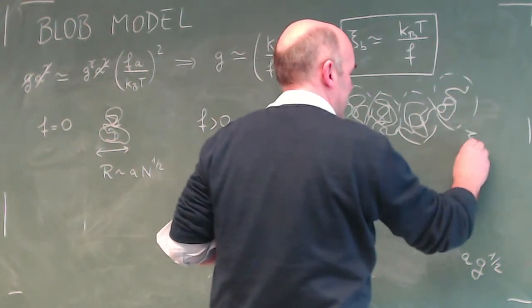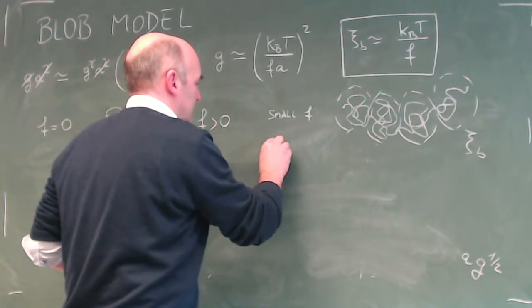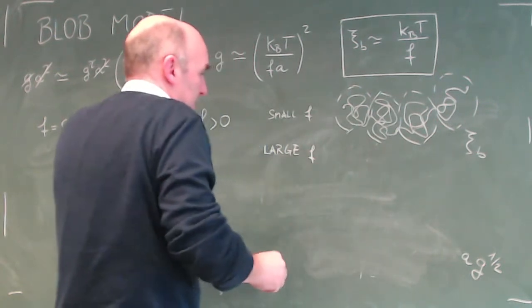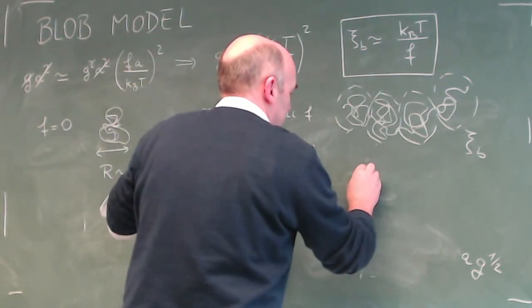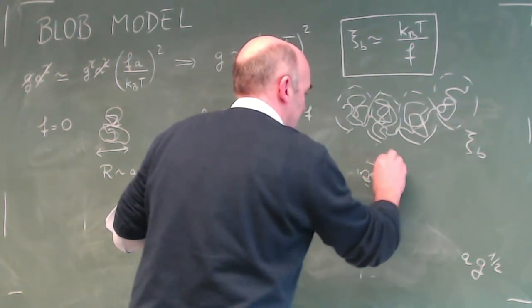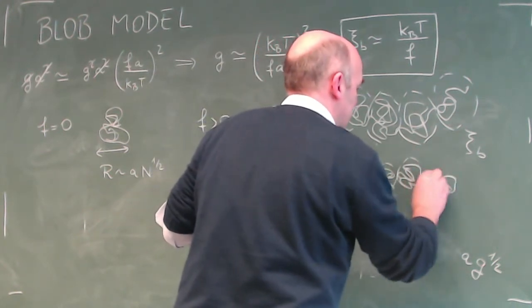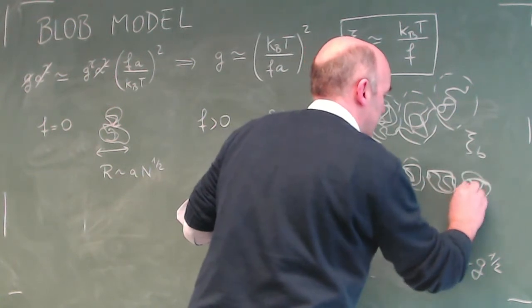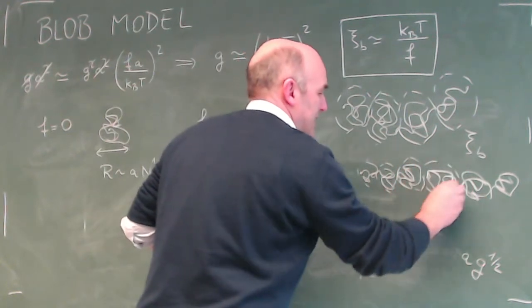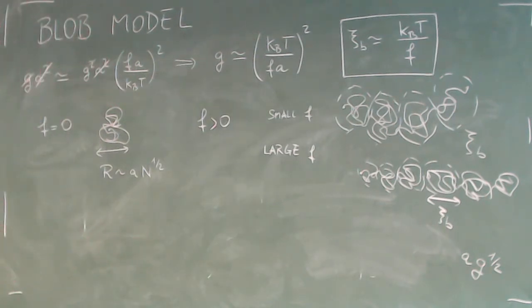Okay, this is the characteristic blob size at small force. But as the force becomes large, this F is large, then my blob size is smaller and smaller. I have the first blob, the second blob, and so on. Difficult to draw, but I hope that this gives a bit the idea. Of course, then it's a bit more stretch and so on. So you see that you recognize a characteristic length scale here, psi b, that is much smaller, and it goes as 1 over F, 1 over the force.